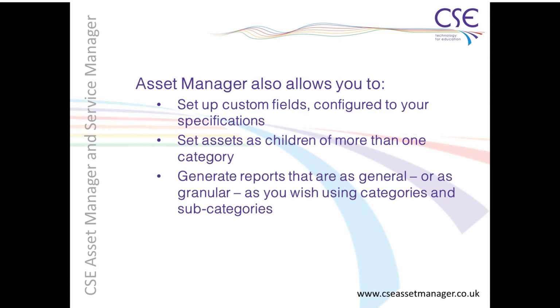You're not limited to using the fields that we chose here. You can add your own custom fields easily too, again in the Preferences area, and you can specify exactly what format those fields follow. Asset Manager can record information and report on the location of your assets from fields within Asset Records, but helpfully, you can categorize your assets as children of more than one category if you want. So, for example, an ICT suite could be a child of both an ICT asset category and of the room in which it's situated.